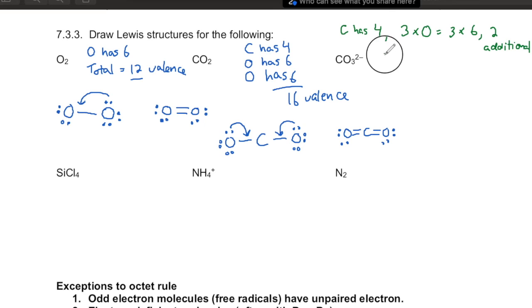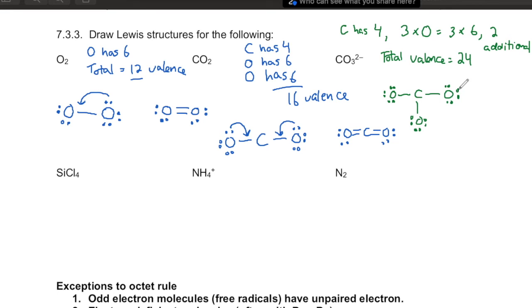All right, so let's figure out the total valence for the carbonate ion. We have 4 from carbon, 3 oxygens, each having 6, and we have 2 additional electrons. That gives a total of 24 electrons. We'll use 6 of these to connect the skeletal structure. So we have 18 left. That fills up octets around all of these terminal oxygen atoms, 2, 4, 6, 8, 10, 12, 14, 16, 18.